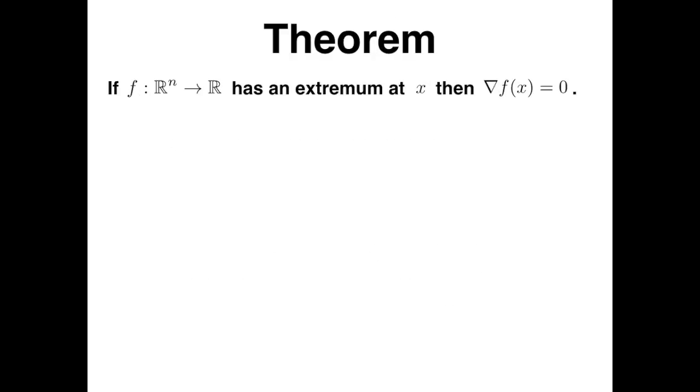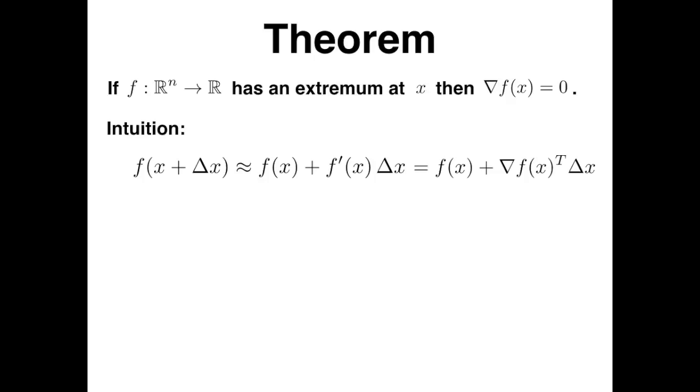Here is a theorem regarding these types of functions. If f maps Rn to R, and it has an extremum at x, then the gradient of f at x is 0. And here's some intuition as to why this is. Let's accept our intuition of the derivative. Then f of x plus delta x is approximately equal to f of x plus f prime of x delta x. And remember, f prime of x is just the transpose of the gradient. So this is equal to f of x plus the gradient of f at x transpose times delta x.